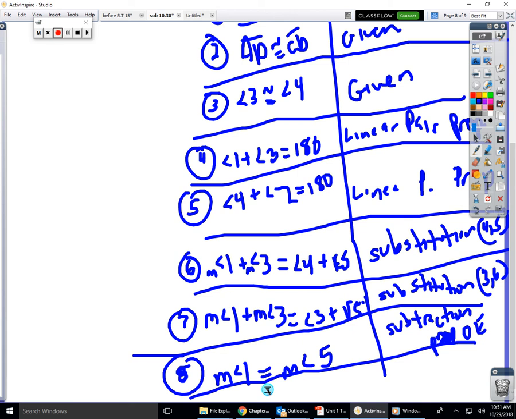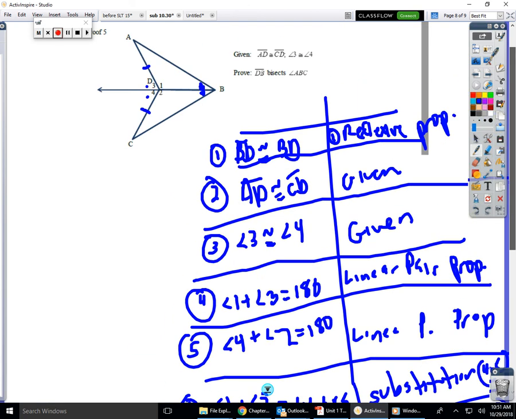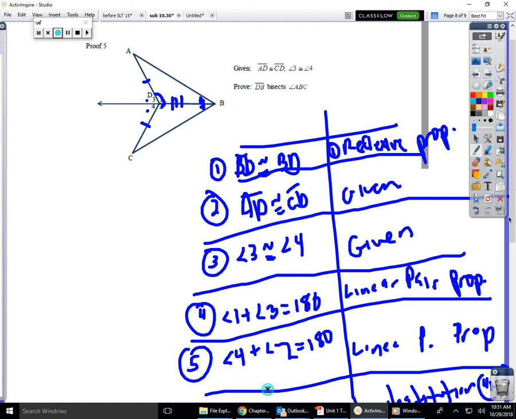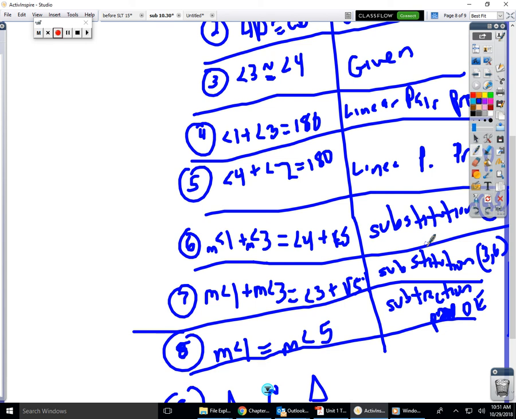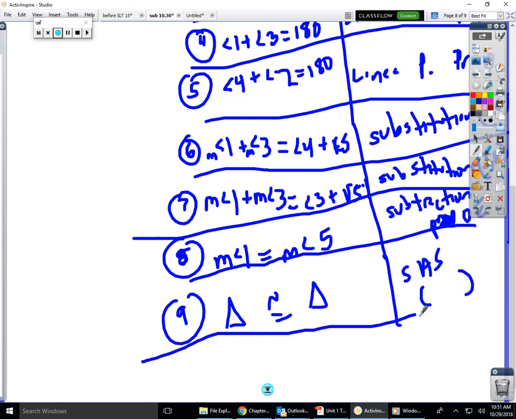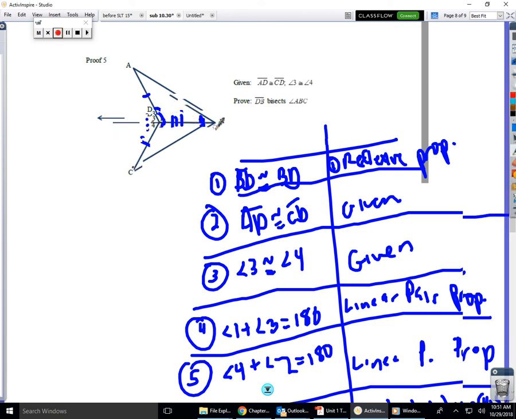Now, I have enough information to say that my two triangles are congruent. And that would be because of side, angle, side. So now my triangles are congruent. And you have to say that they're congruent, and you're going to list side angle side. Remember, you would have cited three things here. Well, once you have congruent triangles, now that I know they're congruent, I'm allowed to say, because it's true, that angle ABD is the same as DBC.